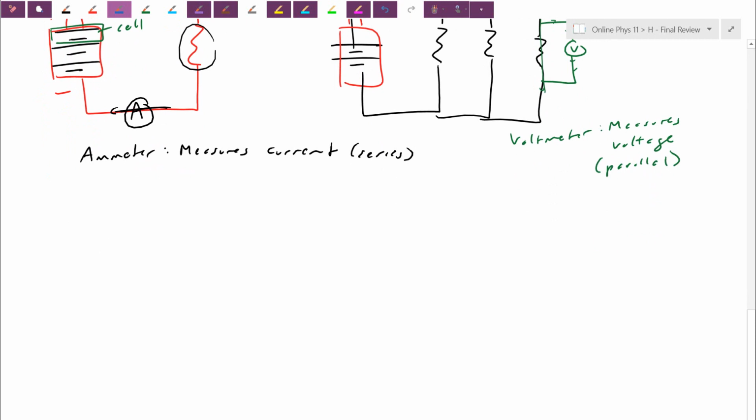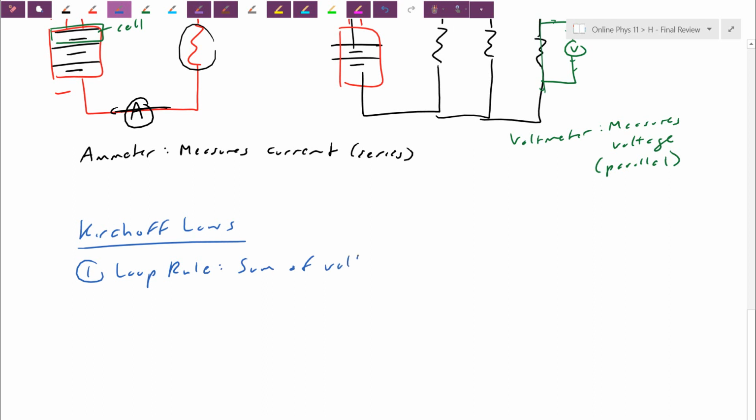For this DC circuit stuff, Kirchhoff had two laws for us. The first law was called the loop rule. It says that around any closed loop, the sum of the voltages around the loop must equal 0. Any gains that I had, by the time I get back to that spot, I have to have lost all the voltage. The second one we're going to call the junction rule.